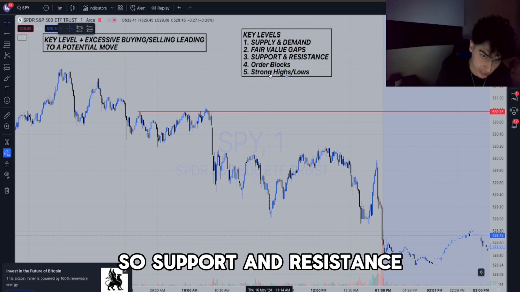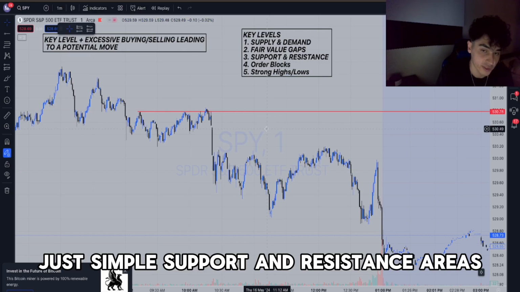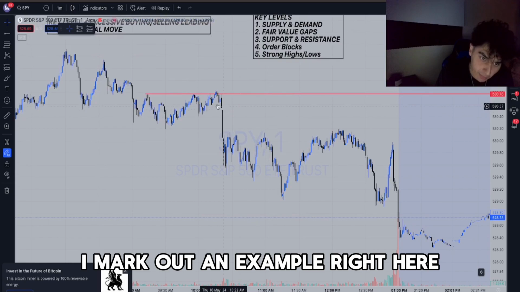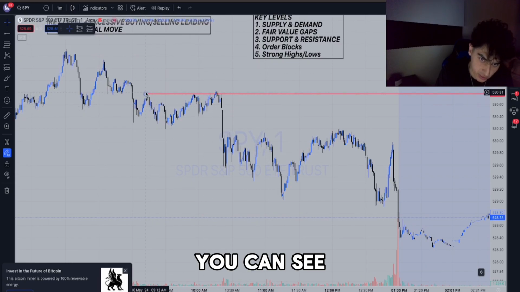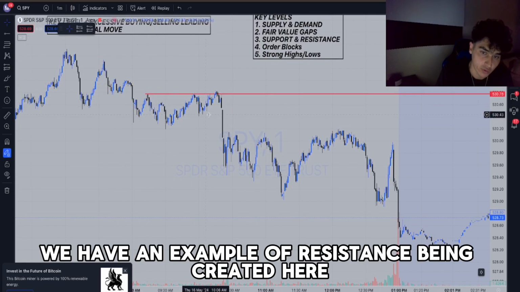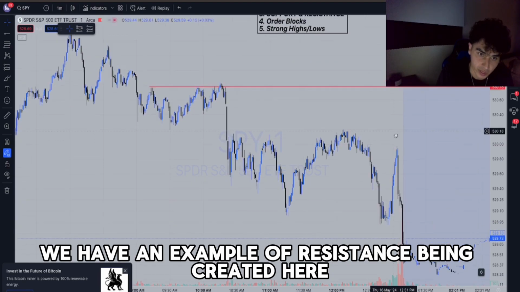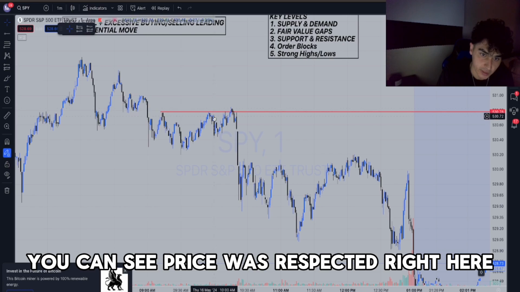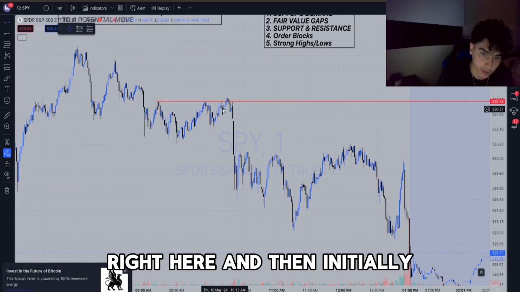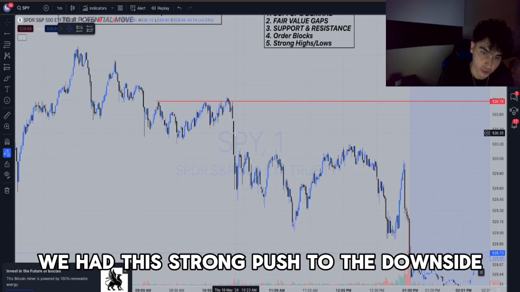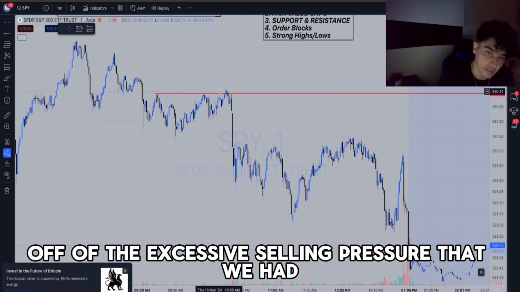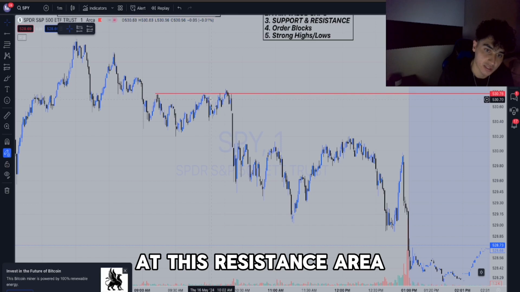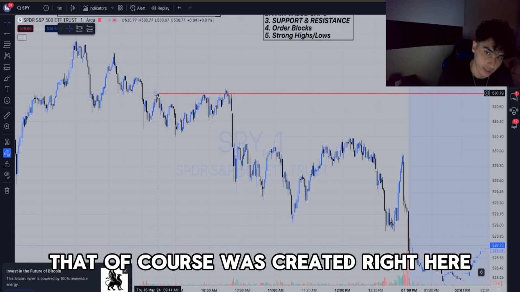So support and resistance, just simple support and resistance areas. I marked out an example right here. You can see we have an example of resistance being created here on the charts. You can see price was respected right here, and then initially we had this strong push to the downside off of the excessive selling pressure that we had at this resistance area that was created right here.